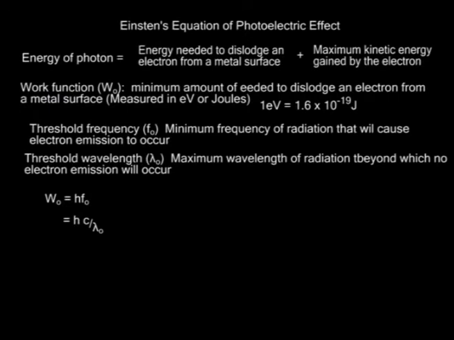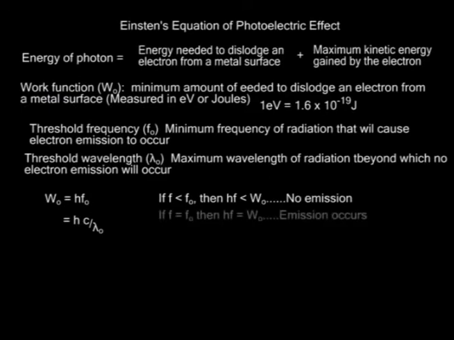For any radiation of frequency f less than the threshold frequency, hf will be lower than the work function and emission will not occur. When the frequency of the radiation is f0, hf0 is equal to the work function and emission occurs. When the frequency of the radiation f is greater than f0, hf is greater than the work function, and the excess energy in this case appears as the kinetic energy of the emitted electron.